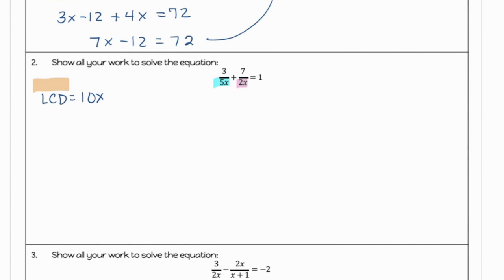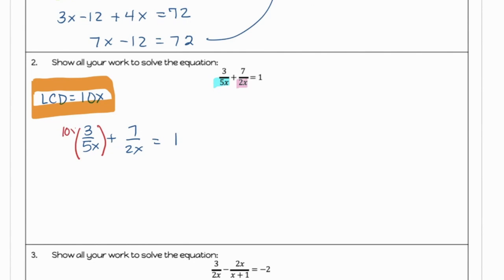Now that I have that 10x as my LCD, I'm going to use it to my advantage. So what I want to do is I'm going to rewrite again. I rewrite my equation and I'm going to multiply every single piece by 10x. So I'm multiplying all those 3 pieces by 10x. And now here is what happens.